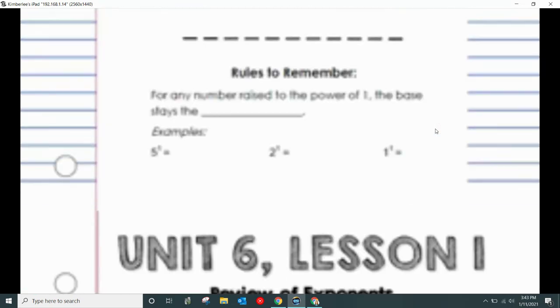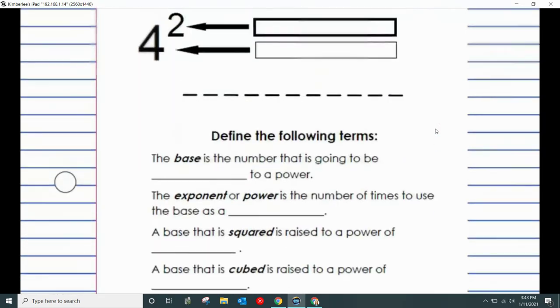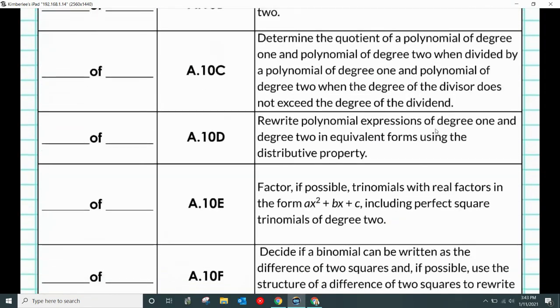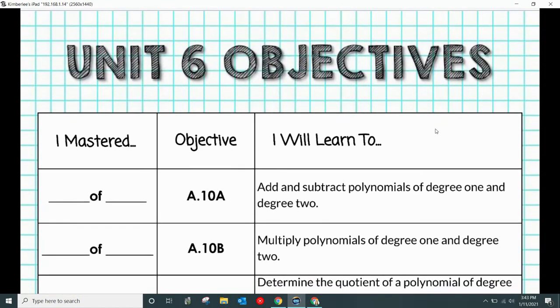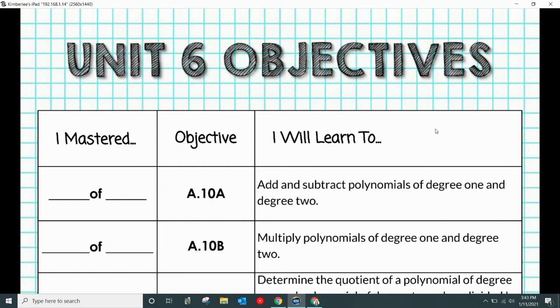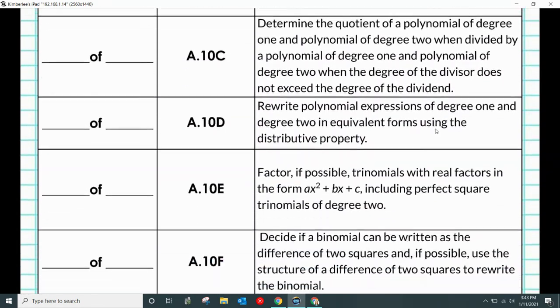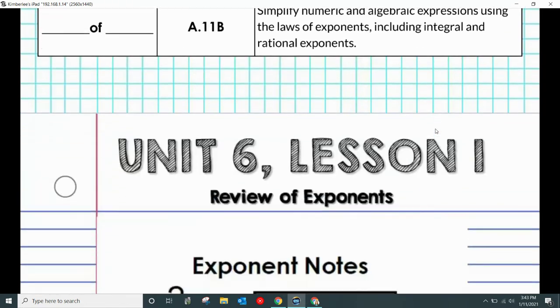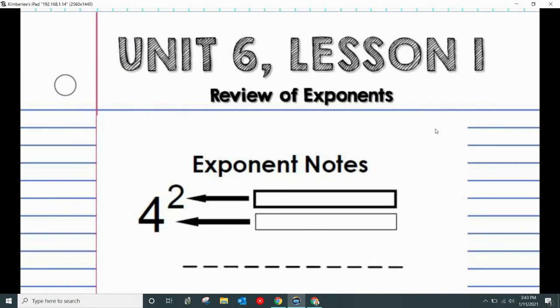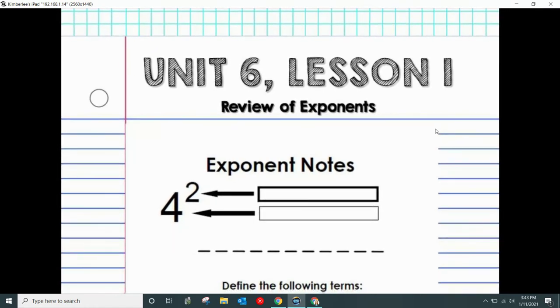This Unit 6 objectives page, this is everything that we are going to learn in Unit 6 right here. So it's always good to take a look at that and see what's coming up. There might be some things that look familiar. Okay, so here we are, Unit 6, Lesson 1. So the plan is just to simply review.